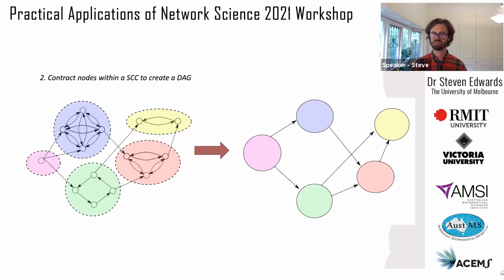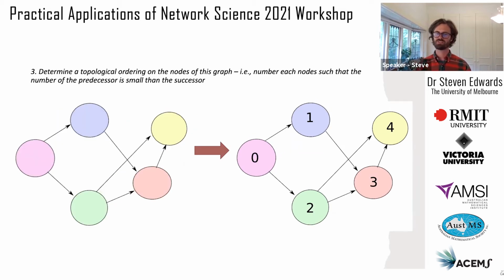Then once you've got your strongly connected components, you can contract the arcs inside each component to get a directed acyclic graph. This is called the condensation of a graph. Once you've got that, you can develop something called the topological ordering. Essentially, that's an ordering, so numbers assigned to each of the nodes, such that the predecessor of each arc will always be less than the value of the successor.